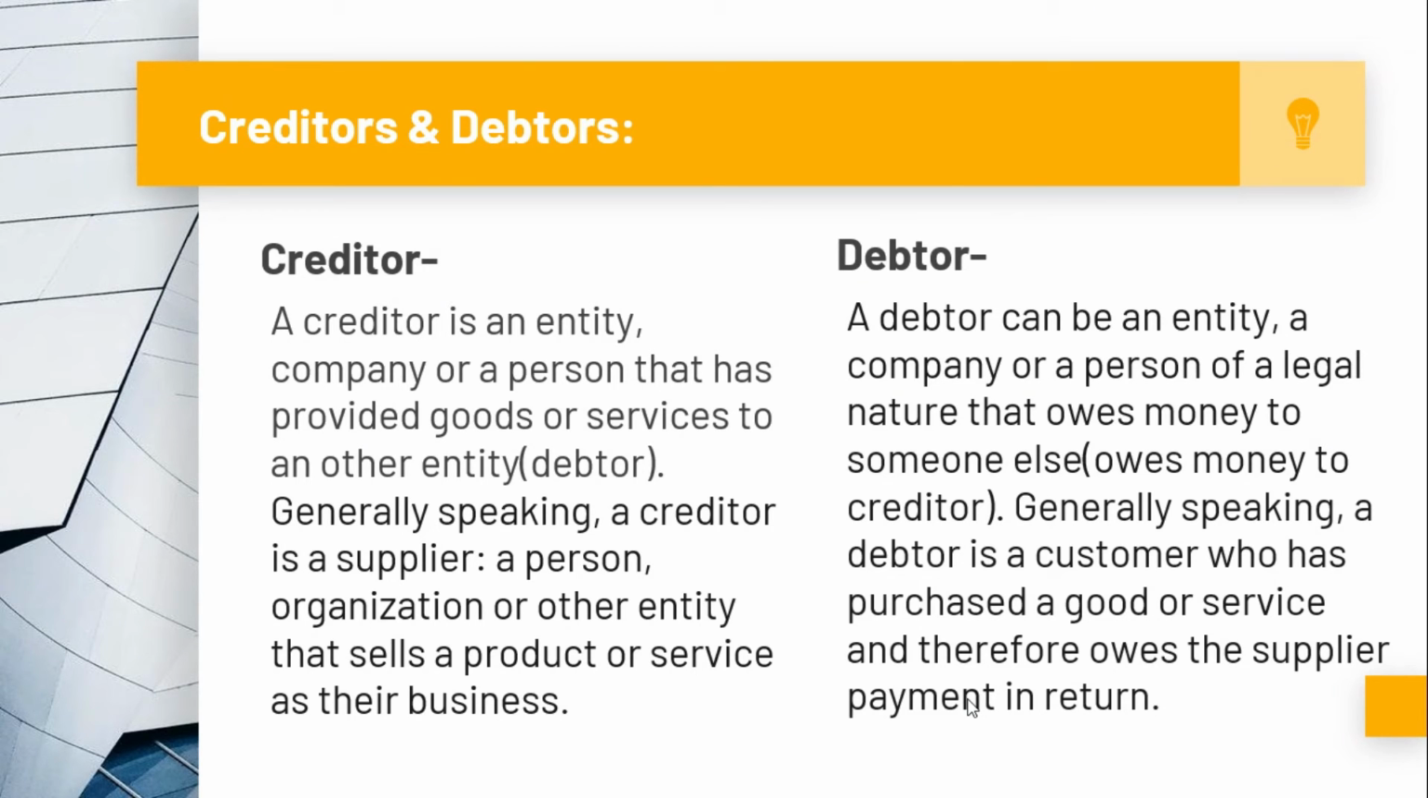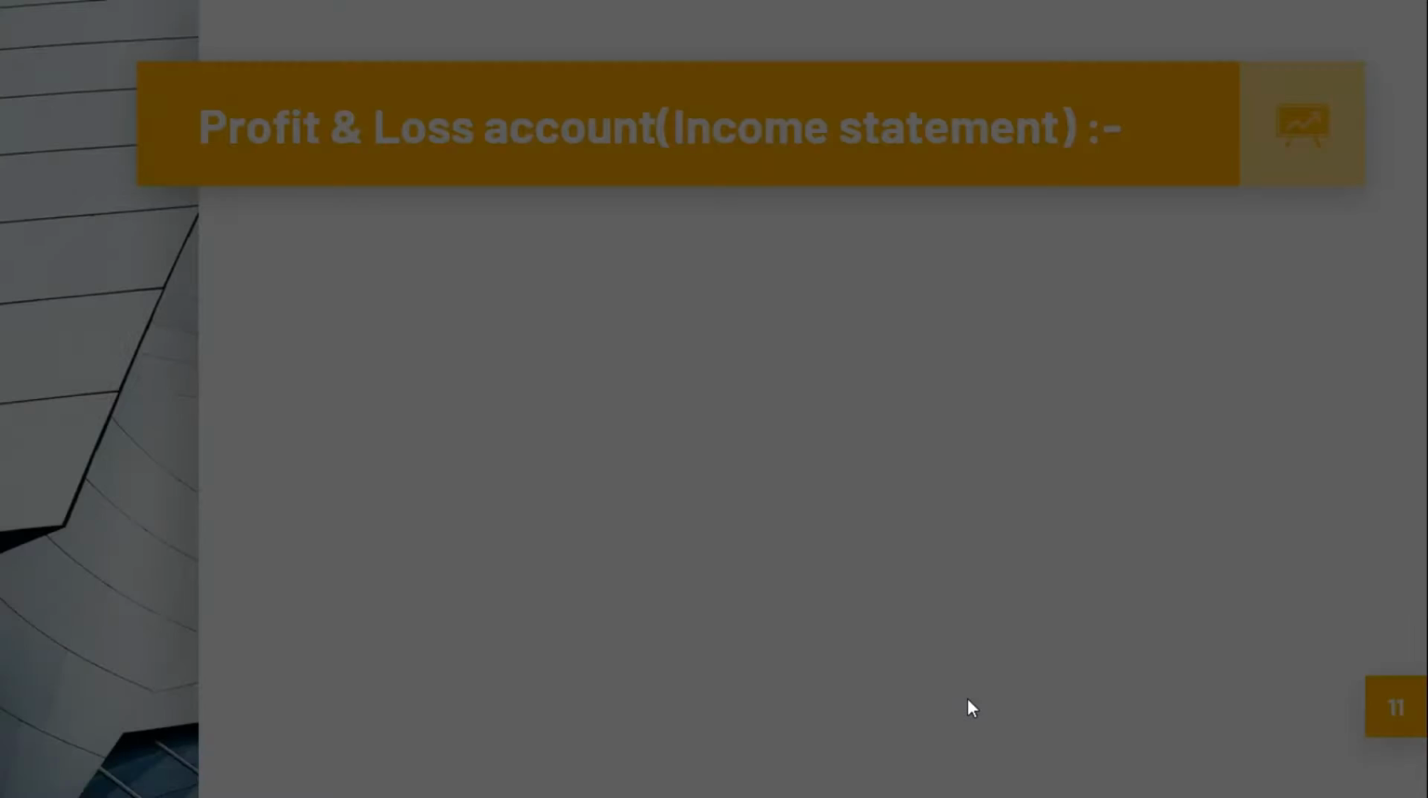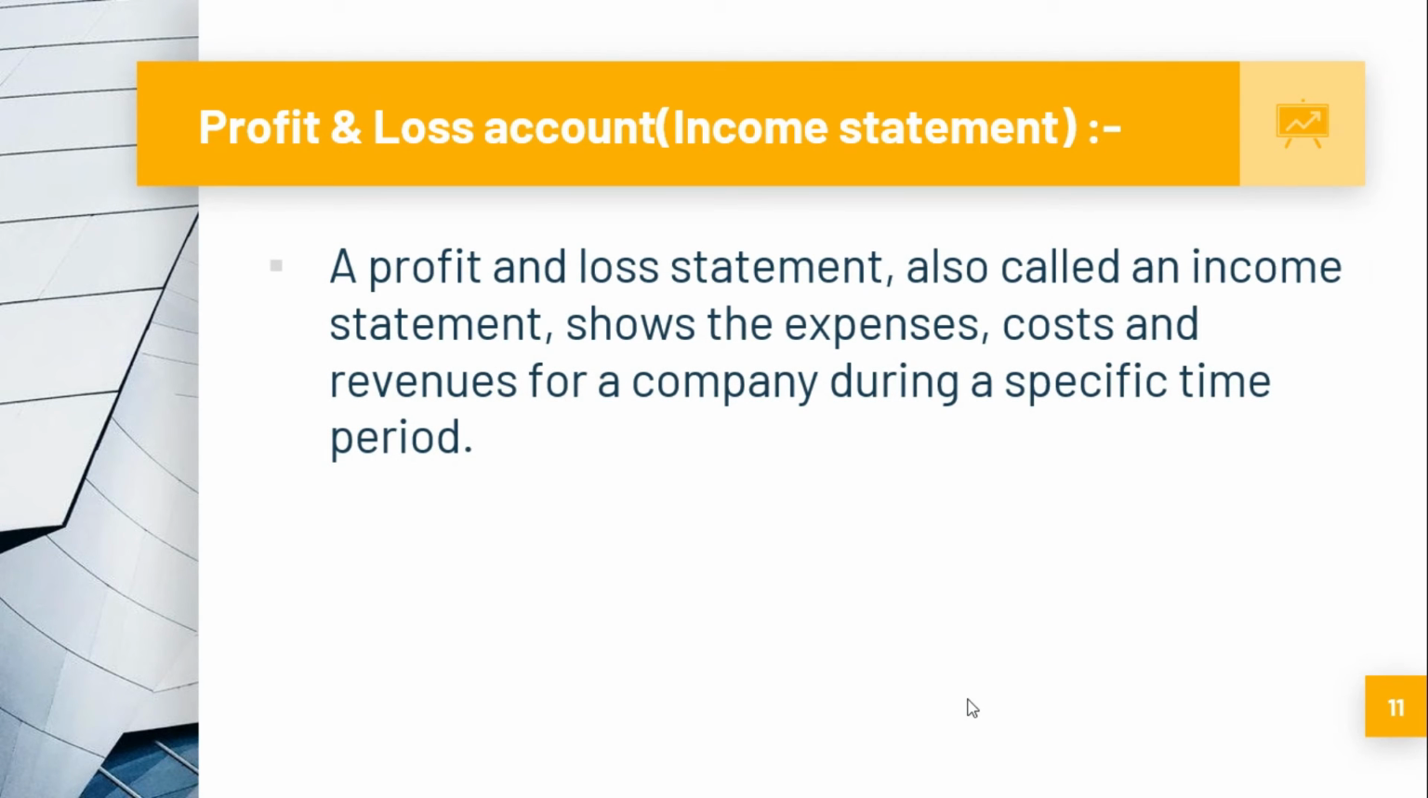So now that we have understood many basic terms of accounting such as assets, liabilities, creditor, debtor, etc. Now let's understand what is profit and loss account. Profit and loss account is also known as the income statement because it shows the income of the company in a specific time period. A profit and loss account is a statement which shows the expenses and the revenue for a company during a specific time period.